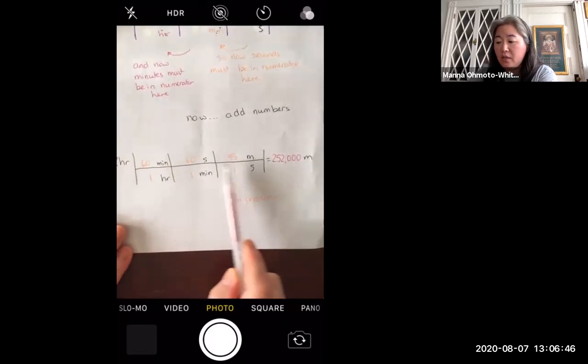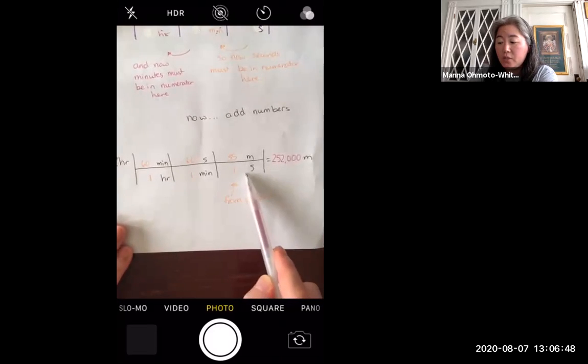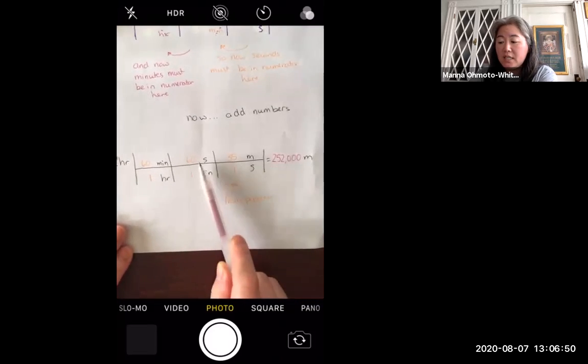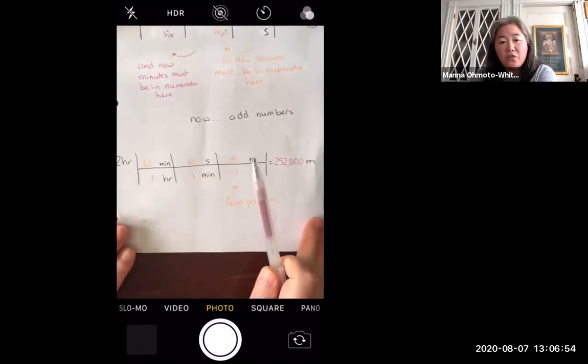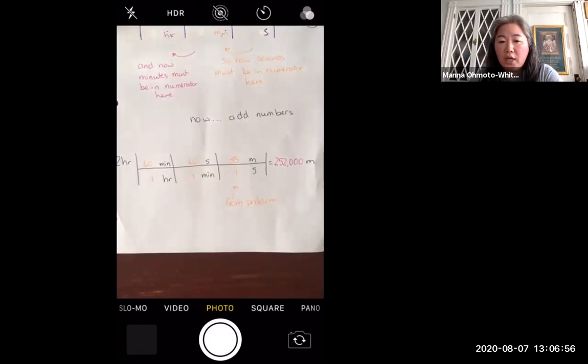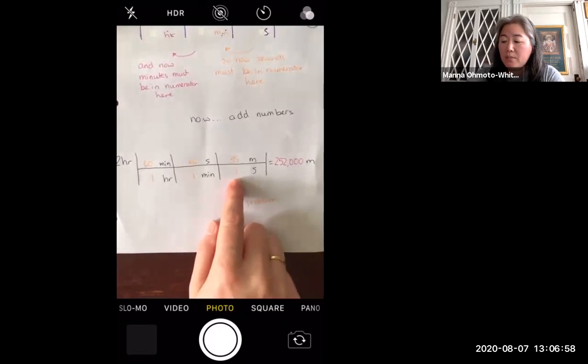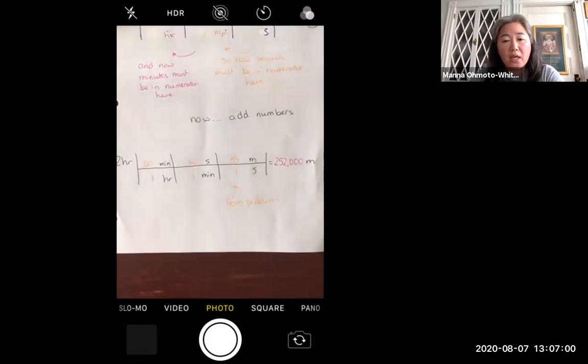2 hours is given, 35 meters per second is from the problem, 60 seconds in 1 minute, 60 minutes in 1 hour. Now, as you're first starting this out, it's a good idea to, even though it's implied that it's 1 second, to just go ahead and write in the number 1. This is so that as you're checking the problem, you are more confident that what you've put in as a conversion is the right conversion, and you're less likely to second guess yourself.